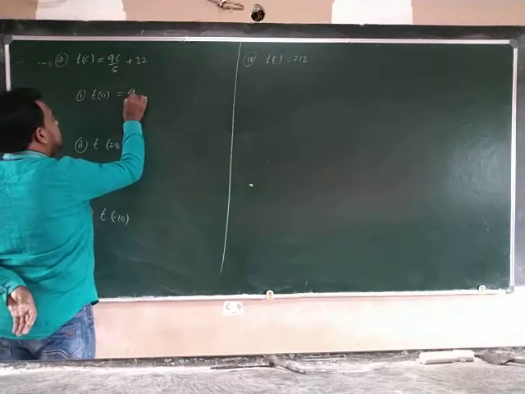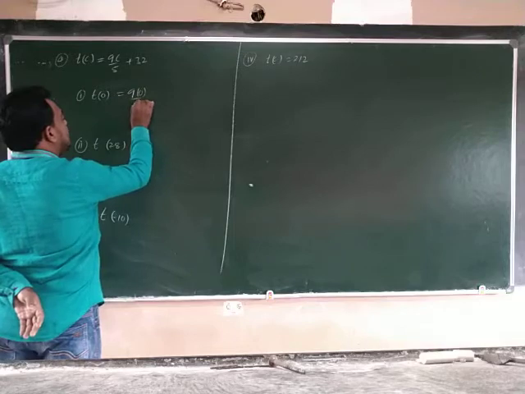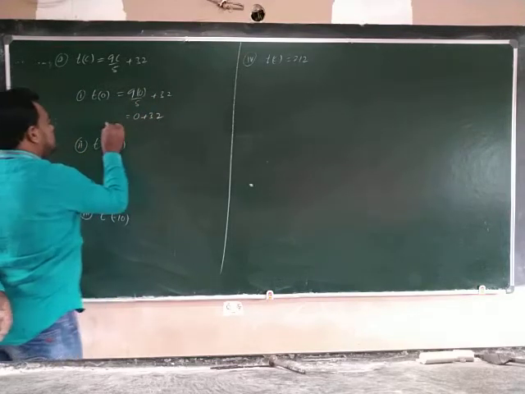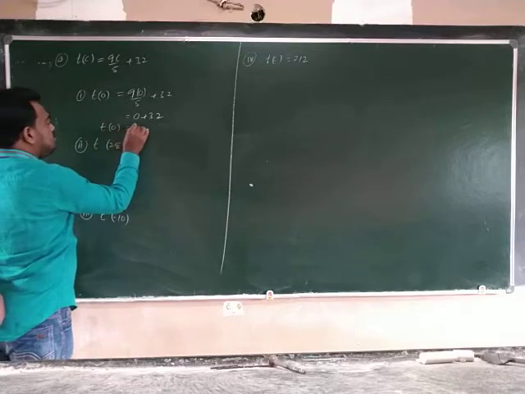For T of 0, in place of C you substitute 0. What are you getting? 9 into 0 by 5 plus 32. So this is equal to 0 plus 32. So T of 0 is equal to 32.